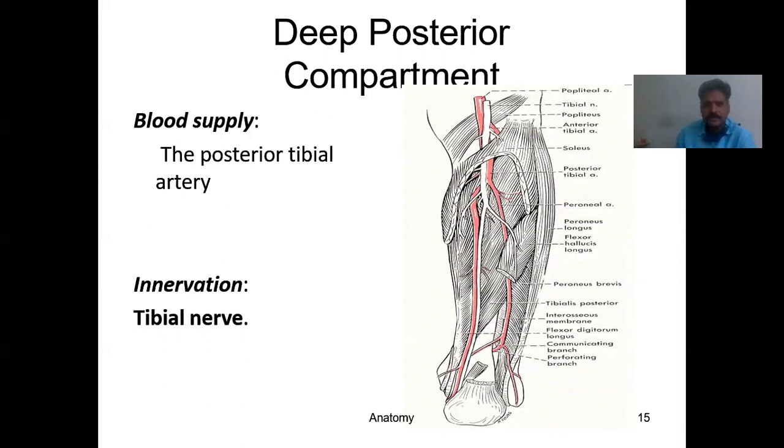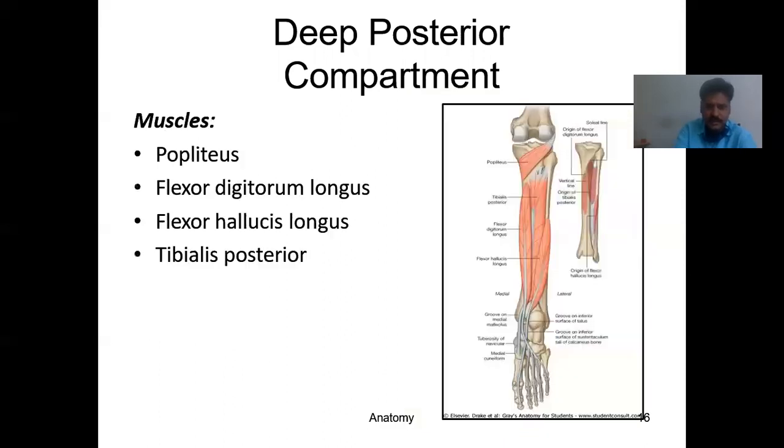Coming to the deep compartment, the deep strata of the back of leg. The blood supply is mainly from the posterior tibial artery, and they are innervated by the tibial nerve. These are the muscles that lie underneath the superficial strata of the back of leg. We have popliteus, flexor digitorum longus, flexor hallucis longus, and the tibialis posterior. You can see the muscles nicely here.